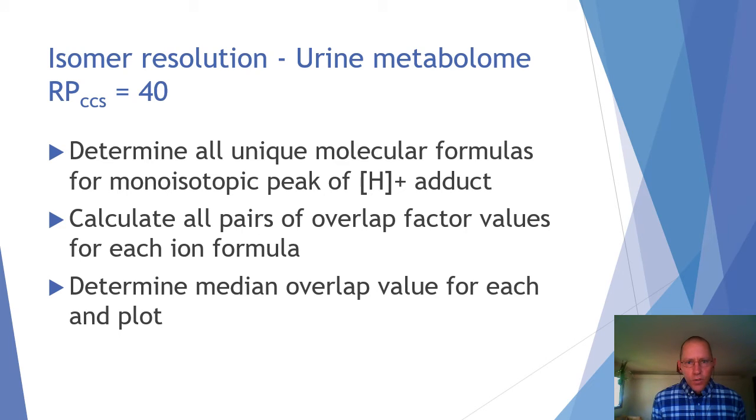So let's now start to look at our data. Let's look at isomer resolution, one of the areas where IMS is really offering something that other resolving dimensions might not. So we'll assume a resolving power of 40 again. And the process we're going through here is to determine all the unique molecular formulas for the monoisotopic protonated adducts. We then calculate all the pairs of overlap factors for each ion formula, and then finally determine the median overlap value for each of these formulas and plot.